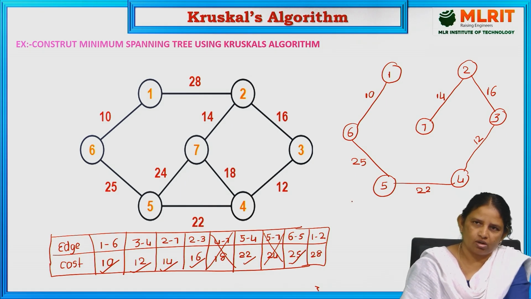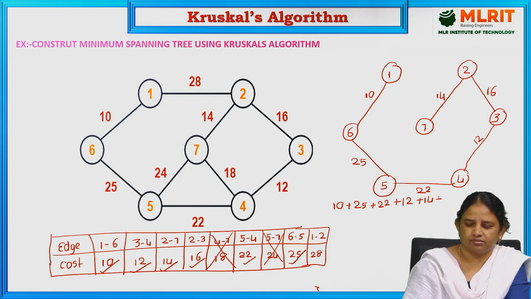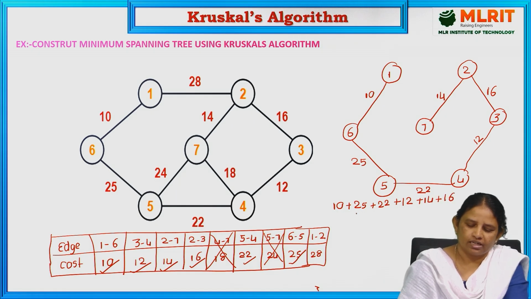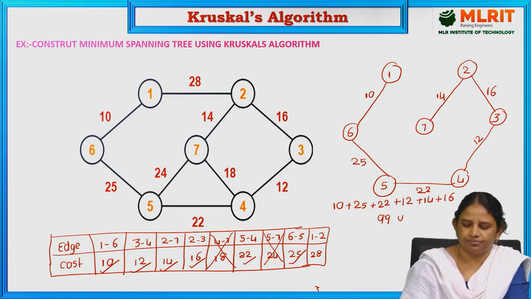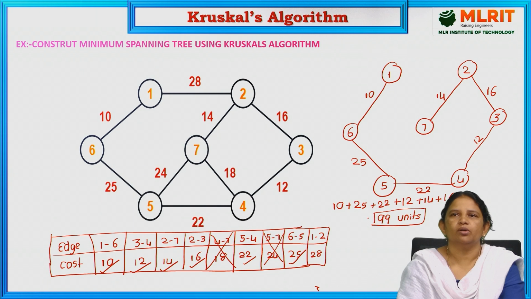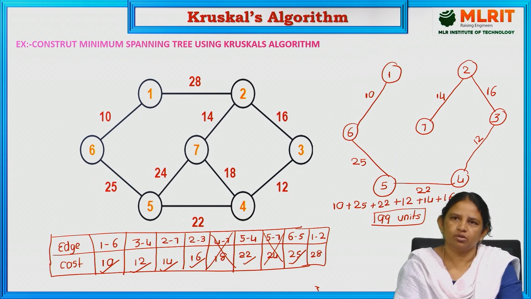What is the total cost? The total cost is 10 plus 25 plus 22 plus 12 plus 14 plus 16. Total 35 plus 22, that is 57, plus 12, 69, plus 30, that is 99 units. This is the total cost of this spanning tree using Kruskal's algorithm.